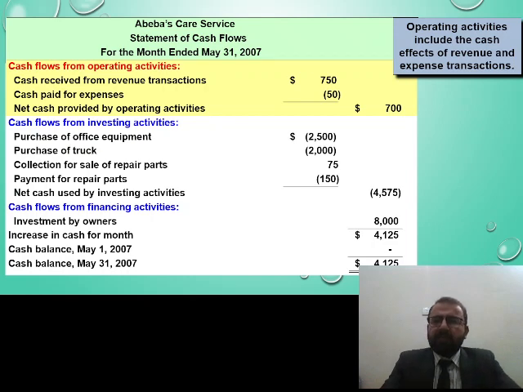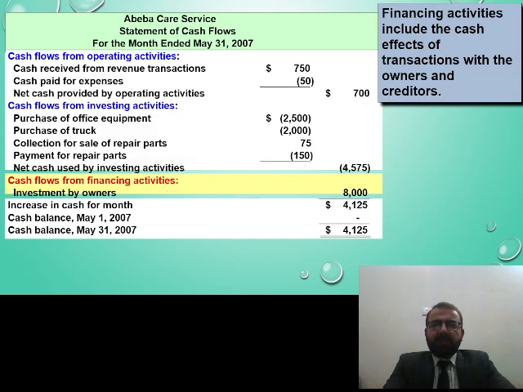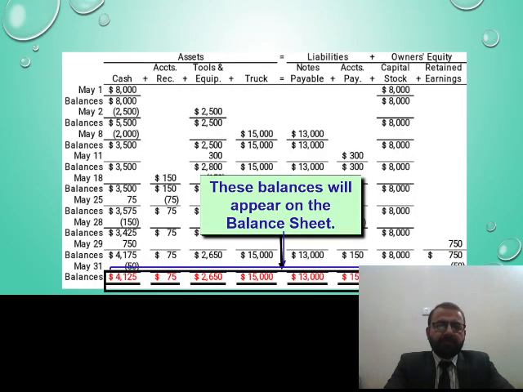Operating activities include the cash effects of revenue and expense transactions. Investing activities include the cash effects of purchasing and selling assets. Financing activities include the cash effects of transactions with the owners and creditors. The remaining ending balances will appear on the balance sheet.